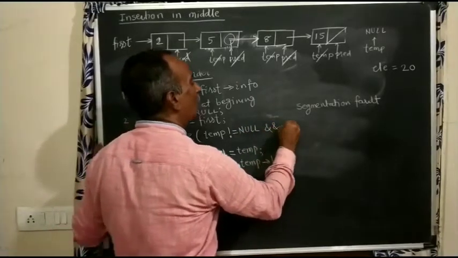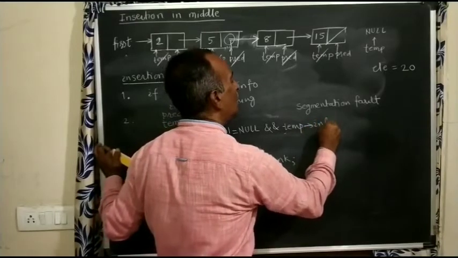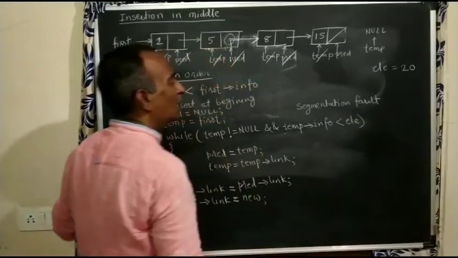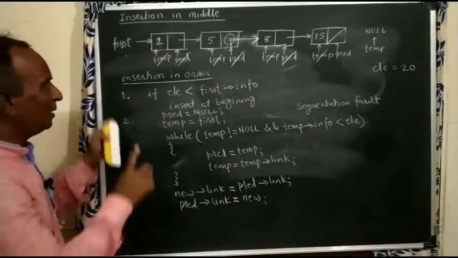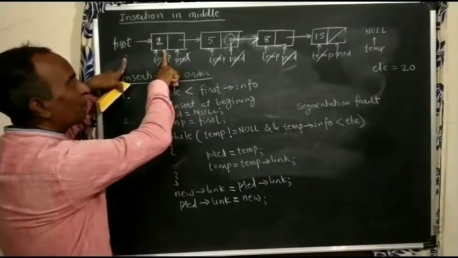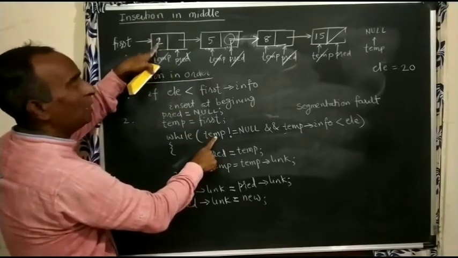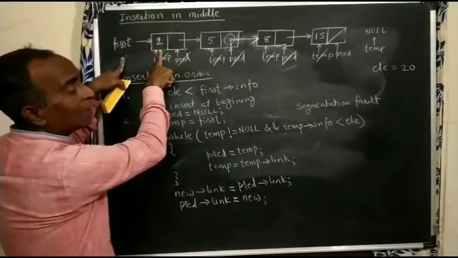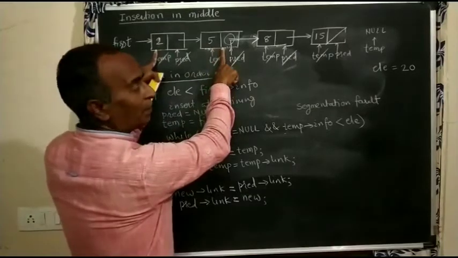and temp's info field is less than element. Now whether it works or not, we will see. Pred will be null. Temp is not null, temp is pointing initially to first. Temp is not null and that is less. So pred will be moved, temp will be moved.